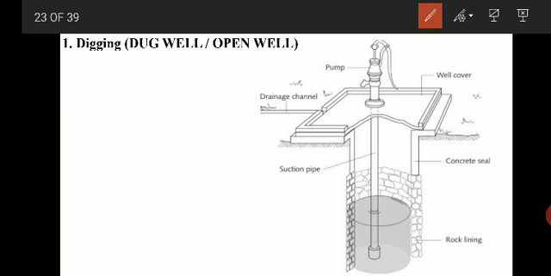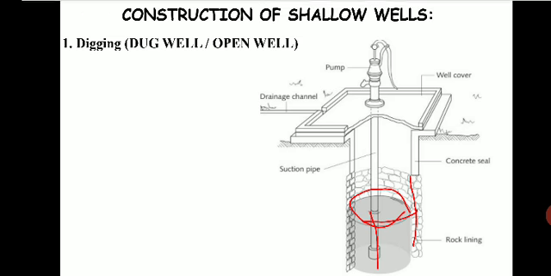As you can see in the image, there is a water table here, and below that water table we have to dig. The penetration depth varies from 4 to 6 meters below the water table, and it is provided with a concrete wall, or it is lined with casing of bricks, rocks, concrete or even metals. This type of well, the dug well or open well, is constructed by digging.